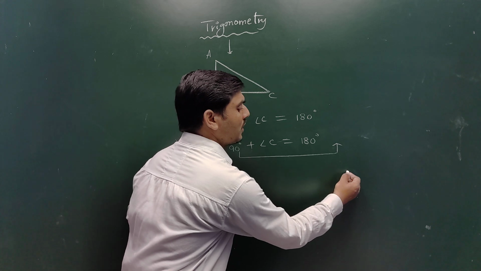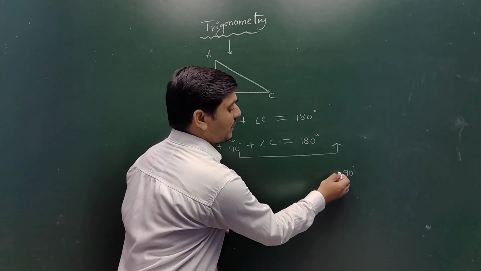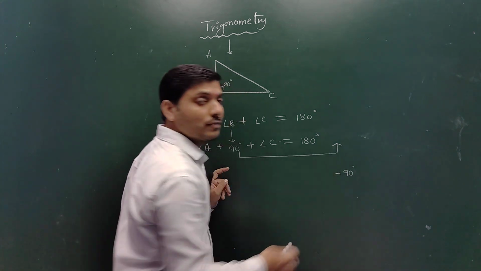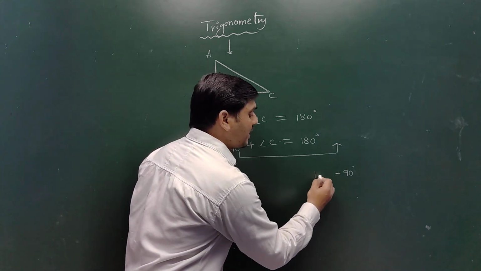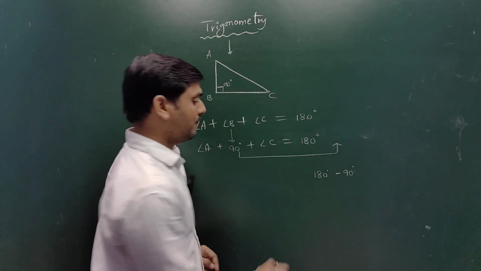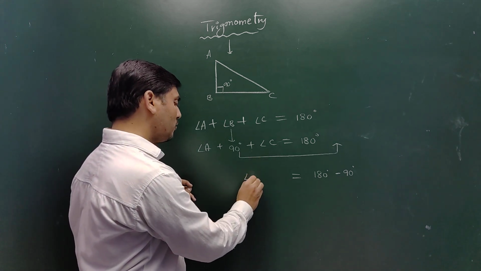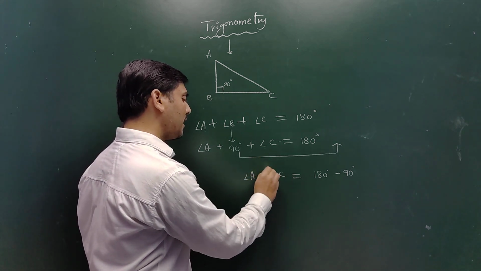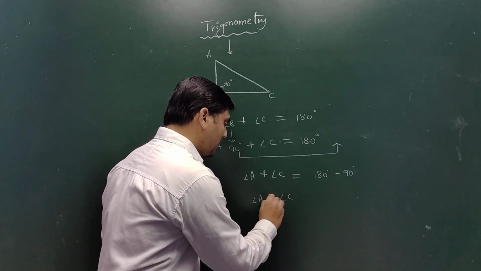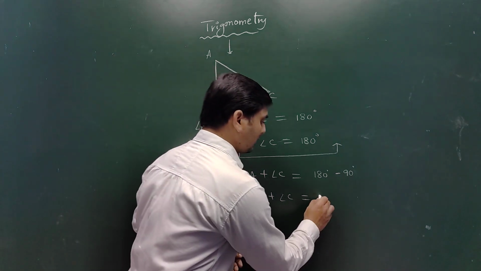So the next step: the left side term, angle 90 degrees, was positive, now it is negative. This 90 degrees is subtracted from the right side value, 180 degrees, which is equal to, now only two angles are there, angle A and angle C sum. Angle A plus angle C is equal to 180 minus 90, the answer is 90 degrees.